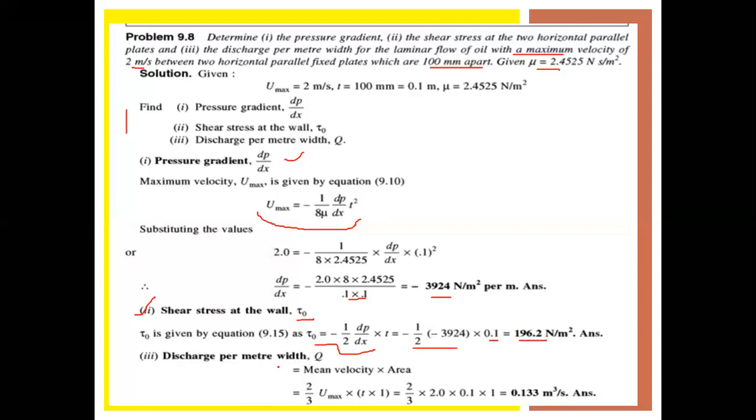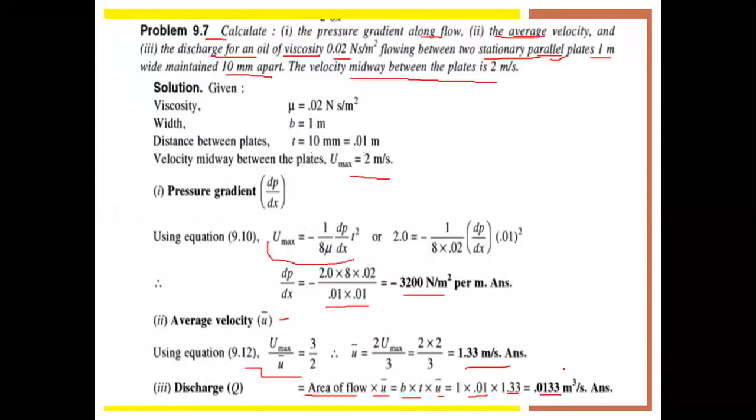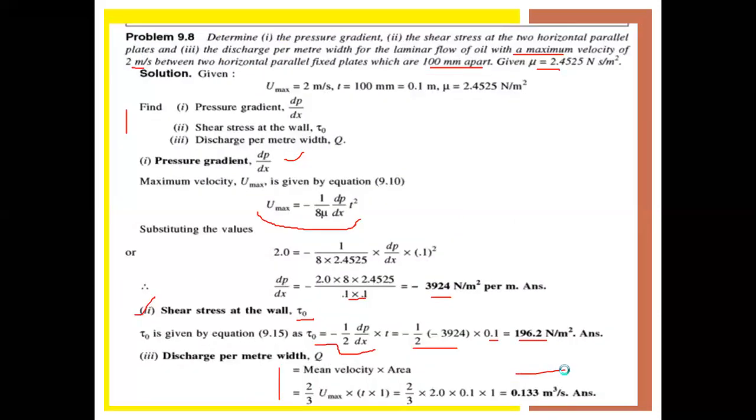Now what is the discharge? Discharge is equal to mean velocity into area. What is the mean velocity? Mean velocity is 2 by 3 into U max. The area is t into 1. That is 2 by 3 into 2 into 0.1 into 1, which is the discharge. So like this, you have to do the problems for these parallel plates. These are the parallel plate problems.